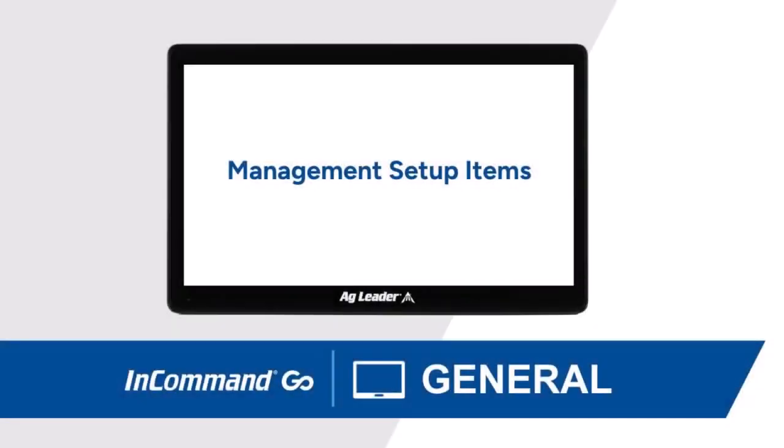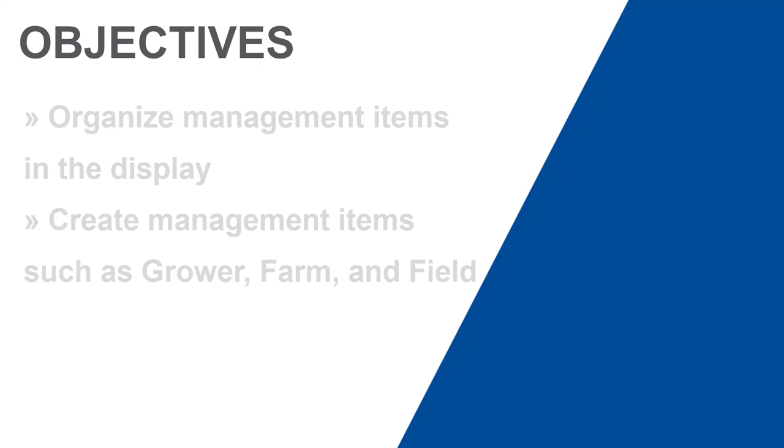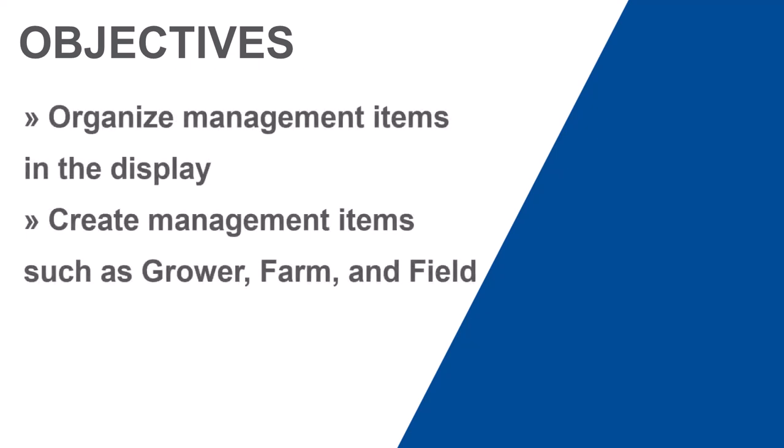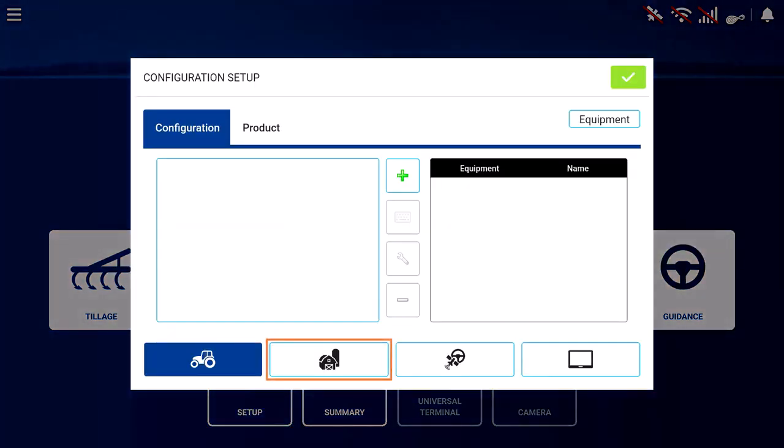In this tutorial, you will learn to create management items such as grower, farm, and field in the new InCommand Go displays. Creating organized management items in your display makes it faster and more convenient for you to record accurate data while operating. From the home screen, tap Setup, and then tap Management.